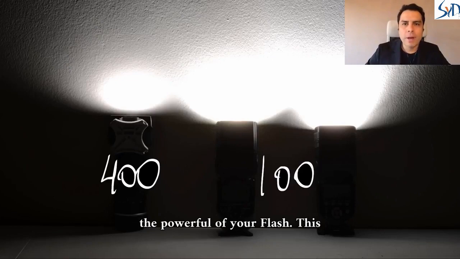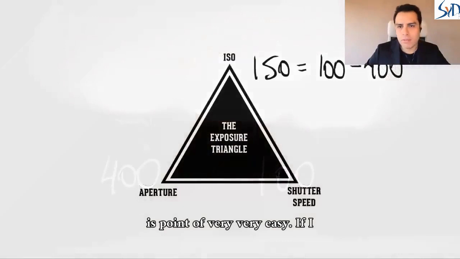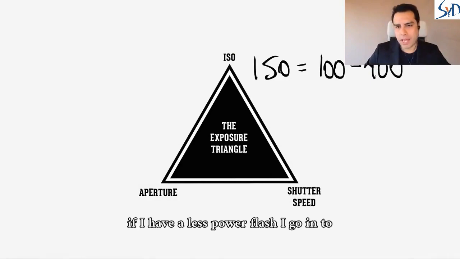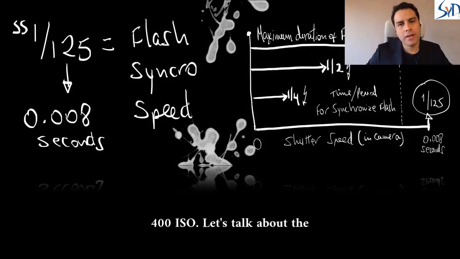So this is a very, very easy point. If I have powerful flashes, I always use ISO 100. If I have a less powerful flash, I go to ISO 400. Okay, so let's talk about the shutter speed.